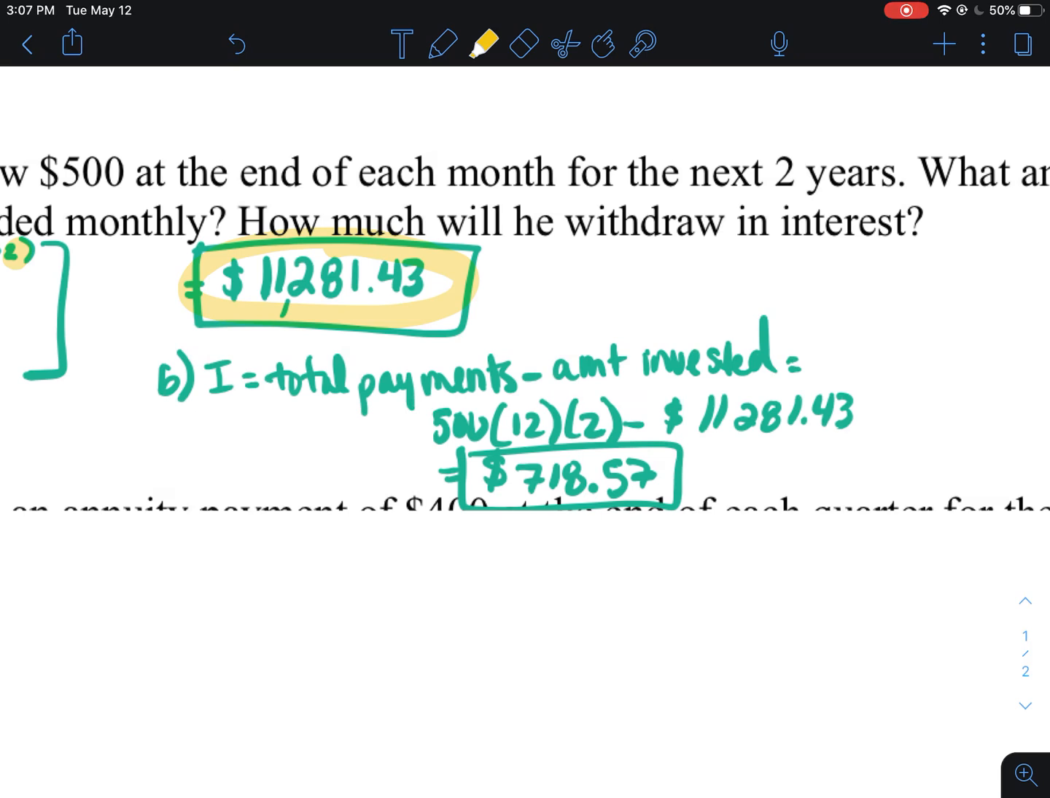So the amount that he ends up putting in, that's what he started with. We've already calculated that. But what we still need to calculate is how much money he takes out over these 2 years. So he's taking out $500 a month every month, so 12 times per year for 2 years. And then when we subtract that difference, it comes out to being that he made $718.57 in interest.